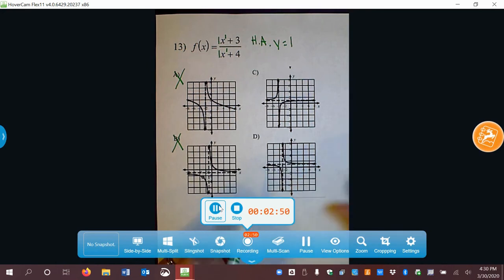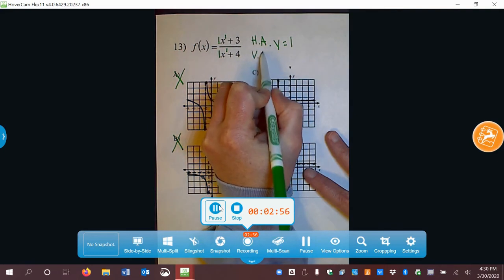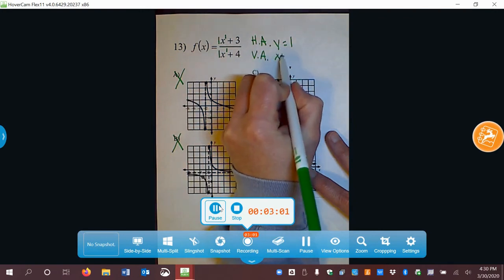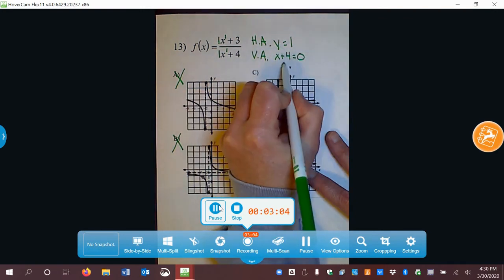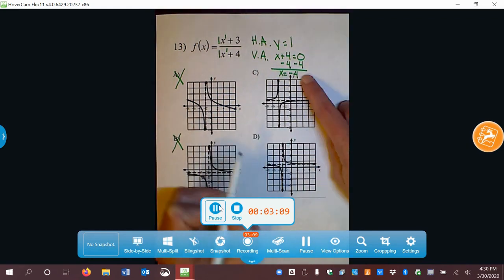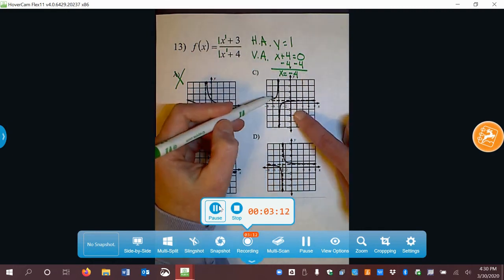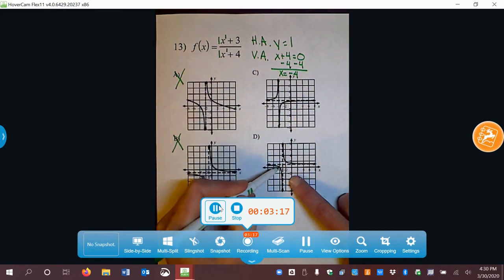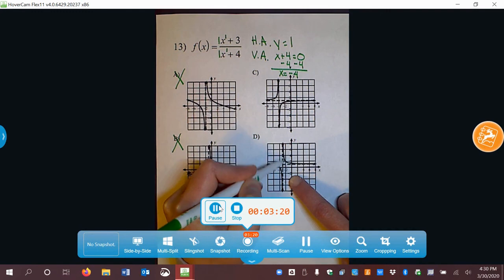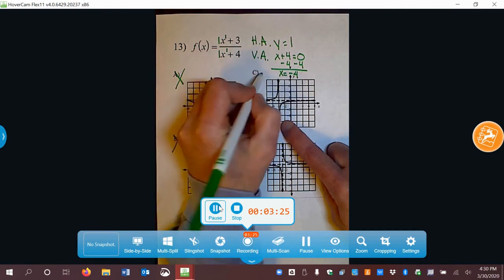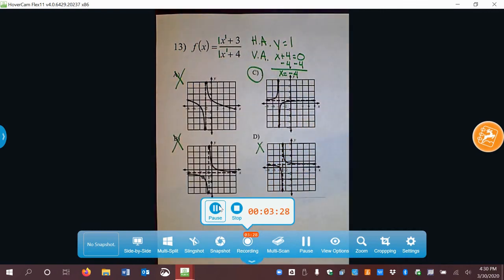Now, another thing you want to look for is where's the vertical asymptote? Well, remember, vertical asymptotes occur when you set the denominator equal to 0. So x plus 4 equals 0. Subtract that 4 over. So x equals -4 is your vertical asymptote. So this one right here, C, is showing me that it has a vertical asymptote at 4. D is showing me that it has a vertical asymptote at 3. So that is not at -3, I'm sorry. So this one at -4 is the correct one. So C would be your correct option there.